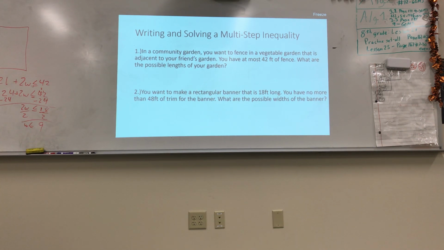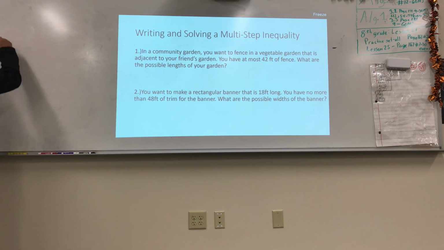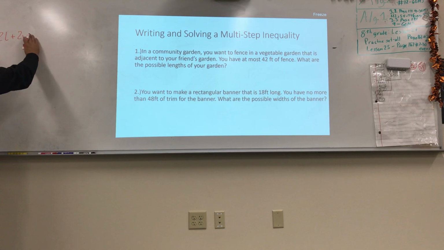Well, once again, it's very similar to what we just got done doing. You're looking for perimeter again, so we know 2 lengths plus 2 W's has got to be less than or equal to 42 feet.